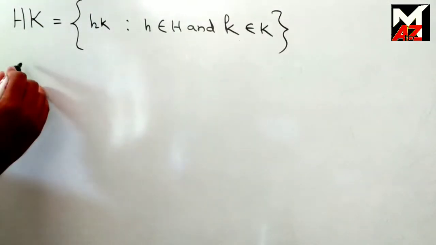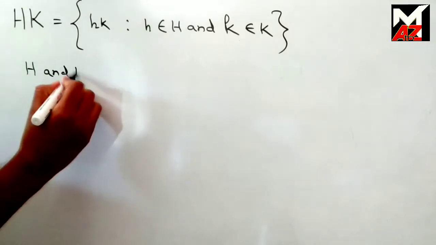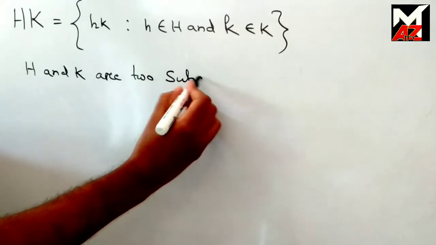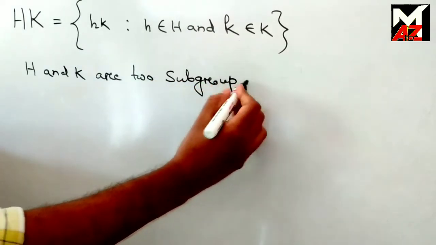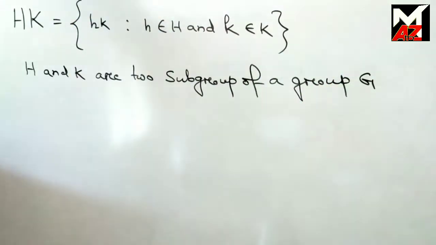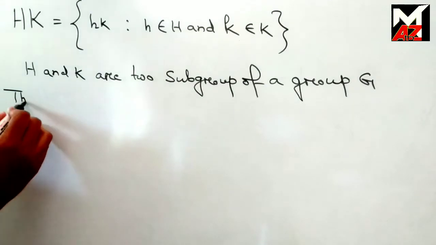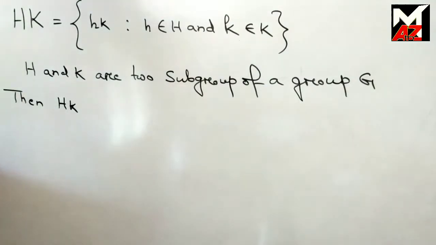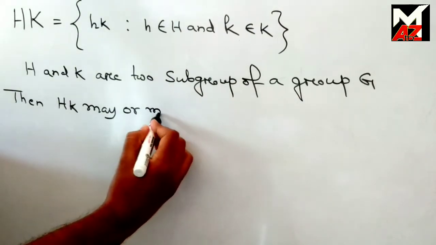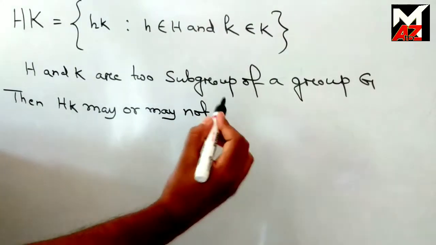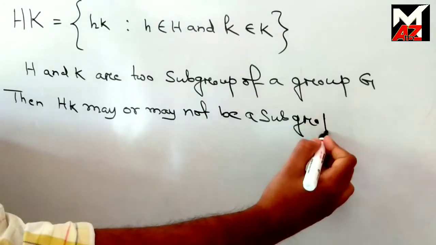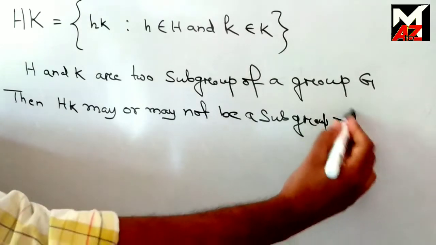If H and K are two subgroups of a group G, then HK may or may not be a subgroup of G.